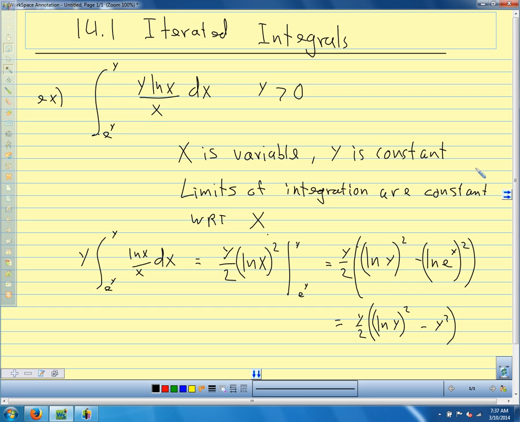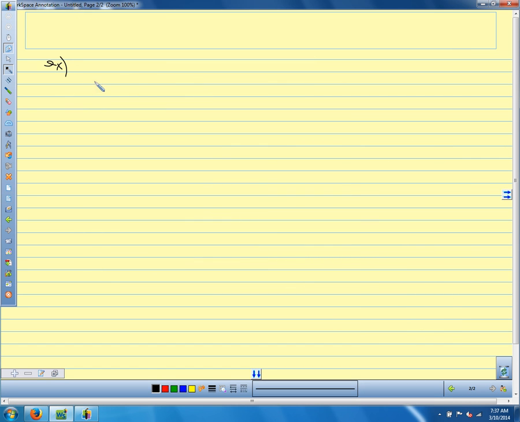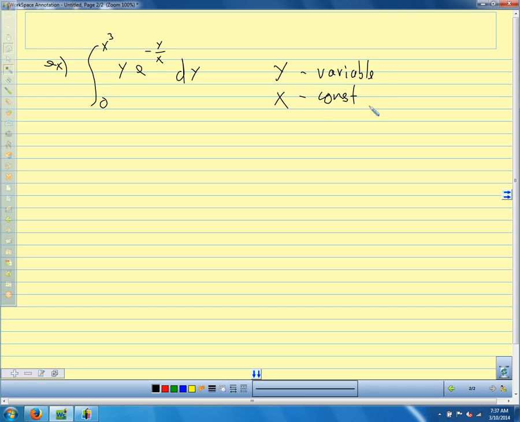All right, let's look at another example. This one we're going to go from 0 to x cubed of y e to the minus y over x dy. Here y is the variable. x is constant. So this x up here in the exponent, that's just a constant. We don't have to worry about that when we're evaluating our integral.